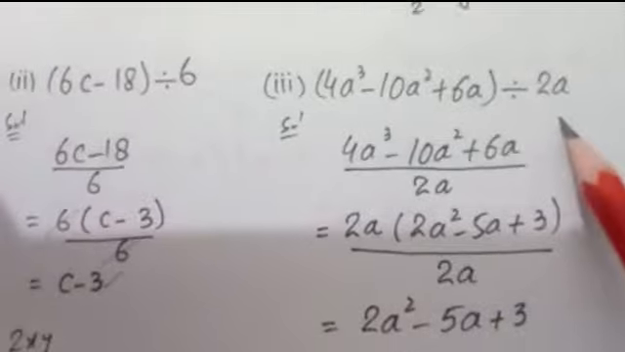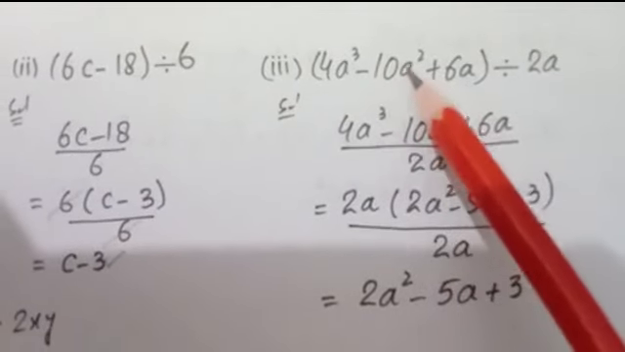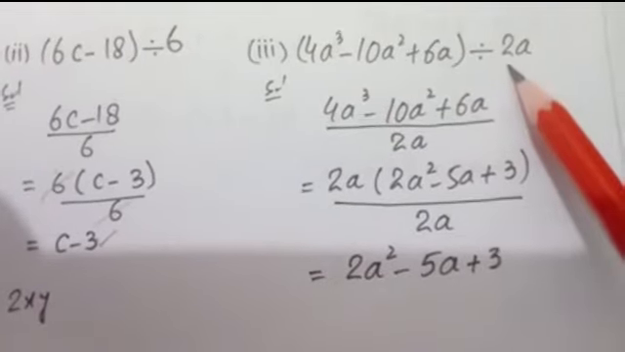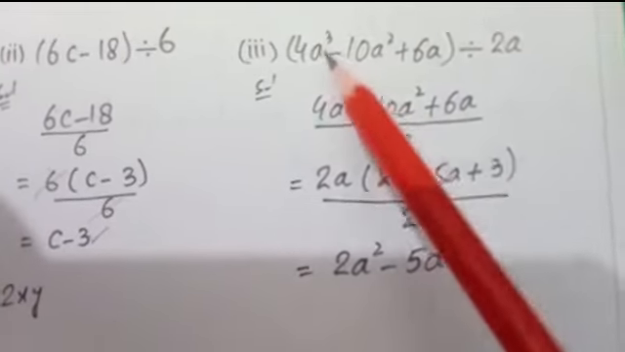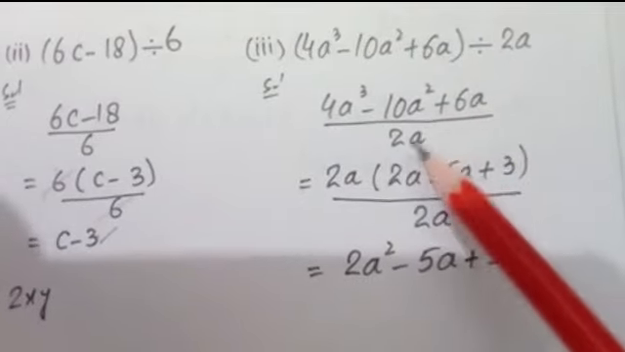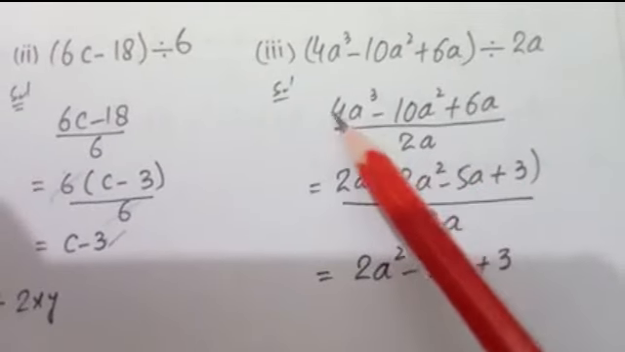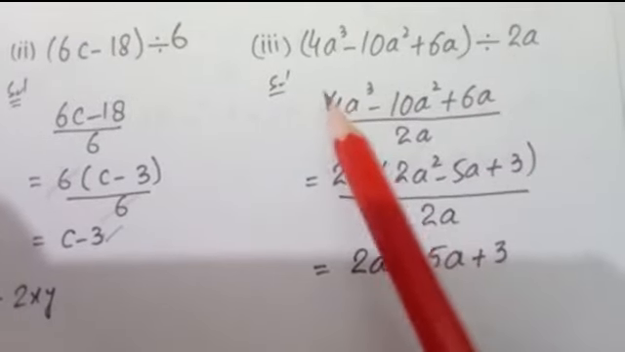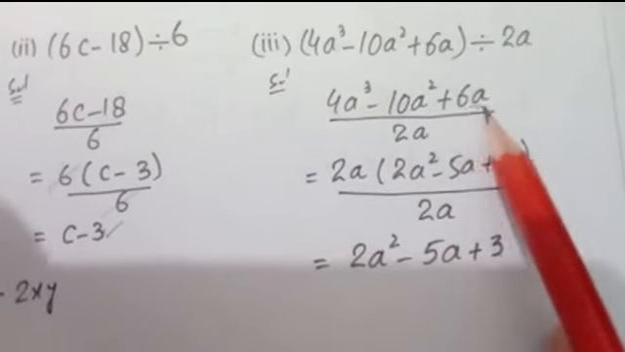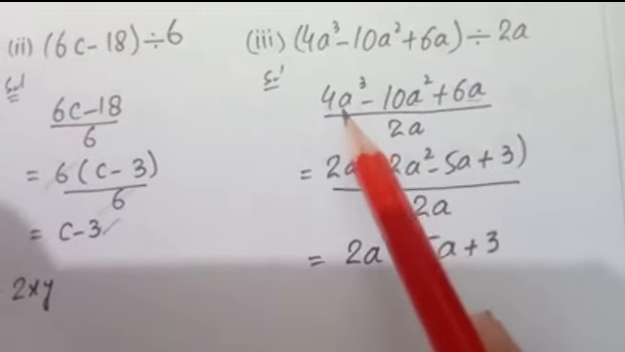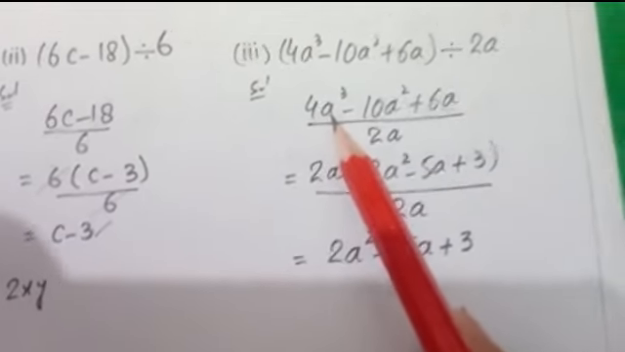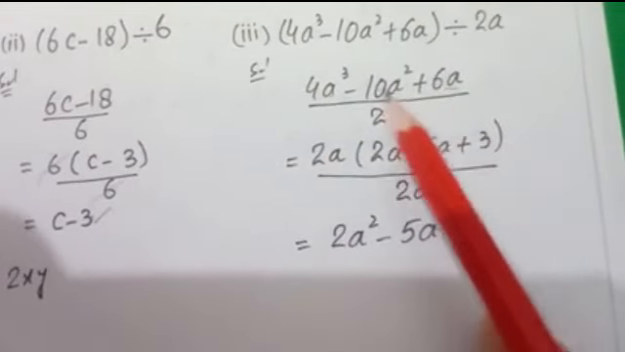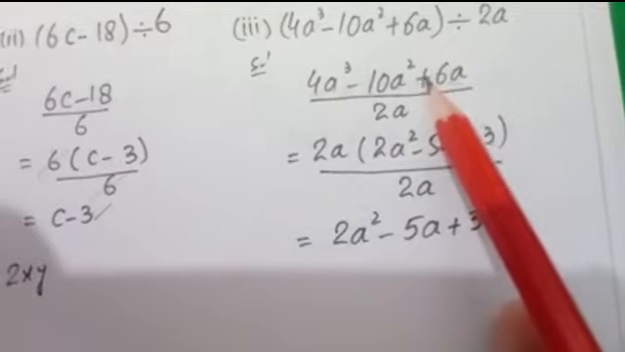Now see part 3. 4a cube minus 10a square plus 6a divided by 2a. Write this expression of division in the form of a fraction. This will be the numerator and this will become the denominator. Now take the common factor of all these terms. a is common in this complete expression because a is in this term and also in this term. Now take the common factor of 4, 10 and 6. The common factor of 4, 10 and 6 is just 2.